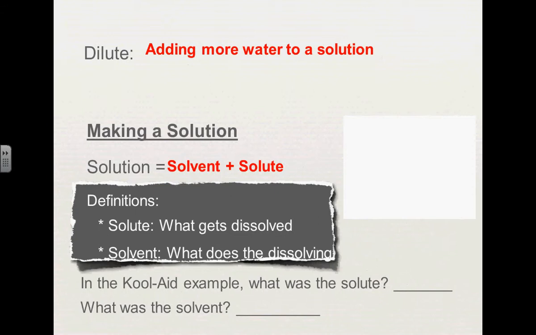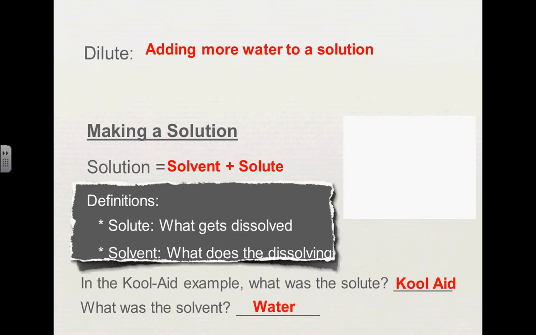Now for our purposes, the solvent is almost always going to be what? Water. But other things can dissolve substances, but we're going to use water for most of our examples. So if you think about making a pitcher of Kool-Aid, what's the solute when you're doing that? You're making some Kool-Aid at home. What's the solute? Raise your hand. Chris? Kool-Aid powder. Yeah, the powder of the Kool-Aid. And what's the solvent? Sydney? Water. Yeah, water.